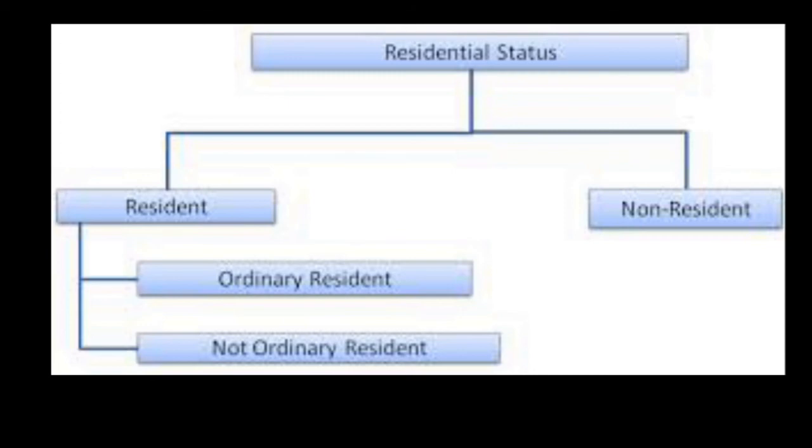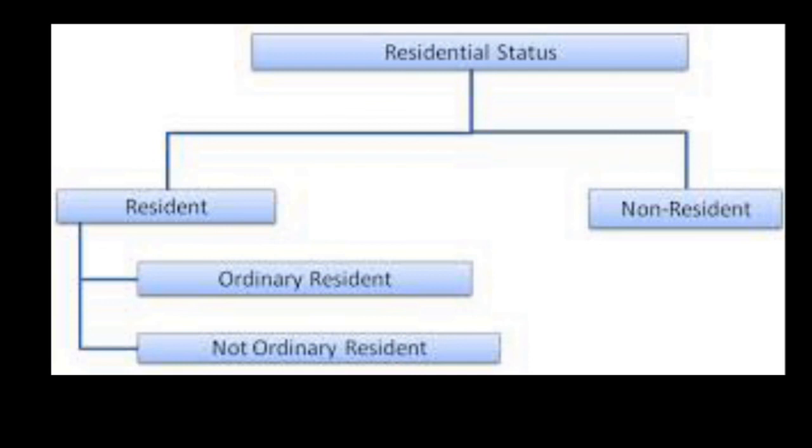When we move to the additional conditions, the first additional condition is that the person has been resident in India for 2 years out of the 10 previous years just preceding the relevant previous year. And the second additional condition is that the person has been in India for a period of 730 days out of the 7 years just preceding the relevant previous year.